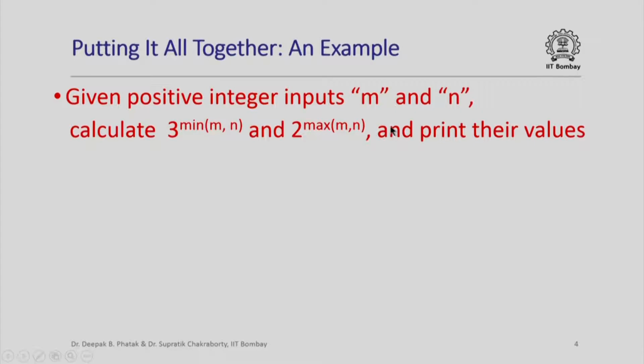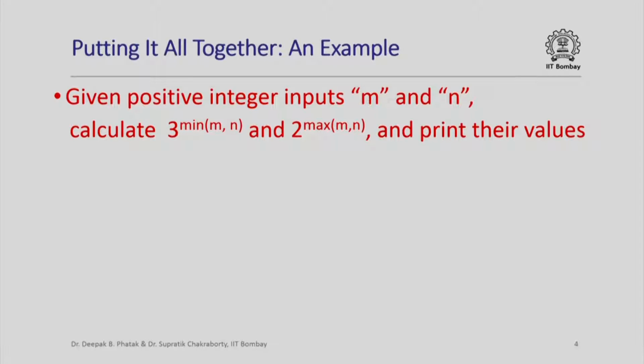It is quite straightforward. One could say, let us just take the values of m and n. Let us find out what the maximum of m and n is, what the minimum of m and n is, and then let us have a loop in which we keep multiplying 3 for min(m,n) times, and let us have another loop in which we keep multiplying 2 max(m,n) times. If you were to solve the problem by a program of this type, you would have 2 loops in the program. The first loop would be iterating min(m,n) times and computing 3 raised to min(m,n). The second loop would be iterating max(m,n) times and would be computing 2 raised to max(m,n).